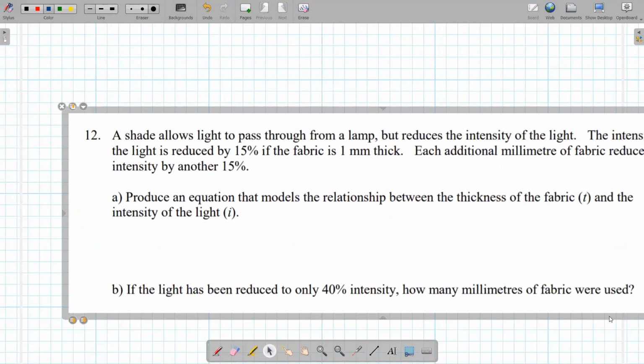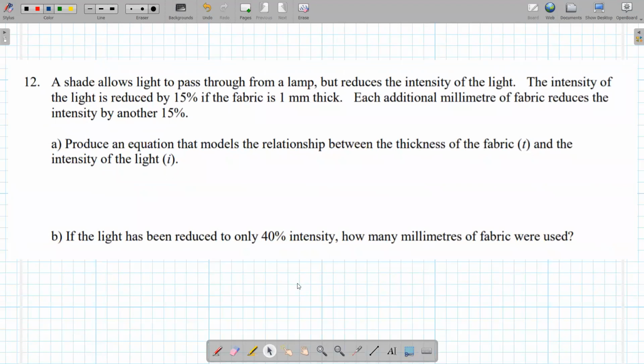This one is an exponential decay. Very simple, very similar to the population growth formula, but instead of adding, you just subtract the rate. The depreciation formula. So instead of adding, you decrease it. So you can say the intensity of light, again, the notation is whatever, equals the initial intensity, 1 minus r to the power of t.